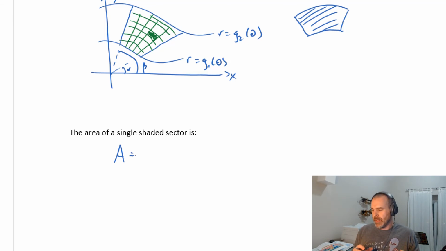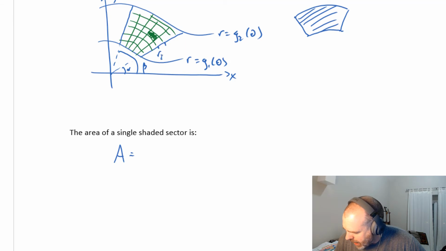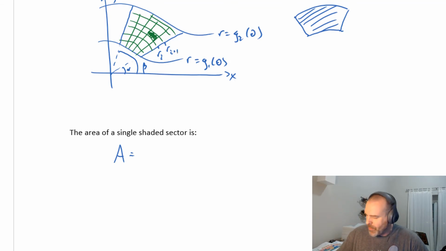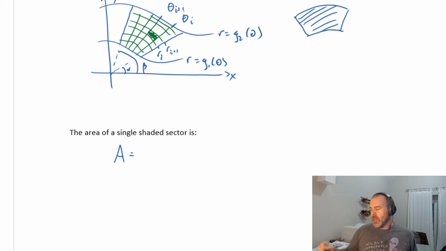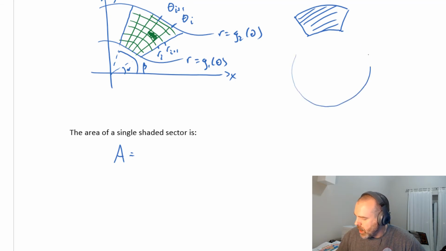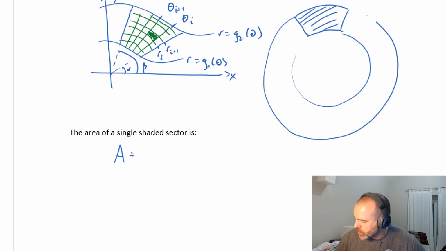One way to think about this, let's see here, we need some more labeling. We need two different radii. So we need an r sub i and then an r sub i plus 1. And then we need two different angles. We'll call them theta sub i and theta sub i plus 1. So the way we're going to develop this, you can imagine, I'm going to try to draw on my sector here, two concentric circles.